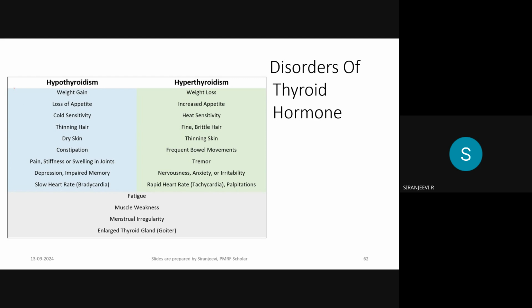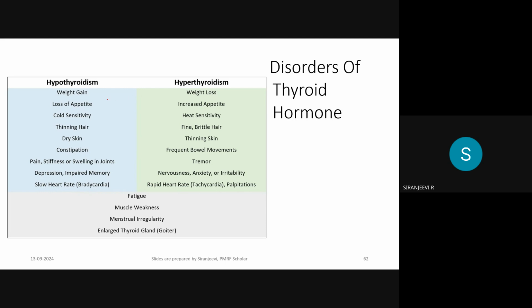And the disorders of the thyroid hormone can be two: one is hypothyroidism, as well as hyperthyroidism. Hypo and hyper are totally different phenomena. Whenever hypothyroidism is there, weight gain will happen, loss of appetite, cold sensitivity, thinning hair, dry skin, constipation, pain, stiffness, swelling in joints, depression, impaired memory, and slow heart rate will be seen.